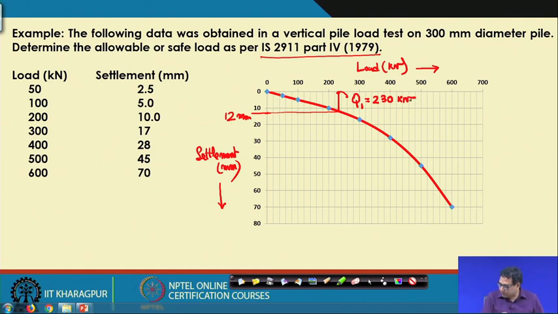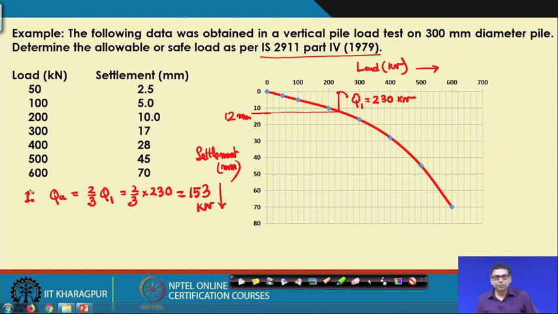So, for clause 1, I will take Q allowable equal to 2/3 of Q1. So, 2/3 of Q1, which is 230, is equal to 153 kilonewton. This is clause 1.